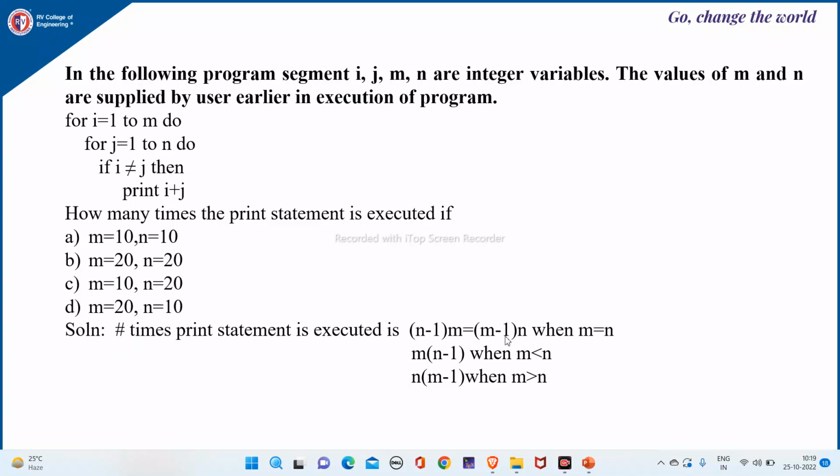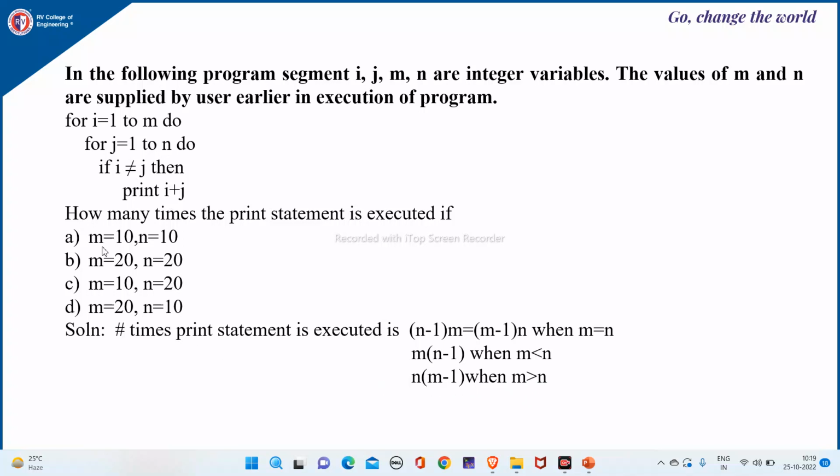When m is equal to n, then the print statement gets executed (n minus 1) times m, which is equal to (m minus 1) times n. When m is less than n, then the print statement gets executed m into (n minus 1) times. When m is greater than n, then the loop gets executed n into (m minus 1) times.